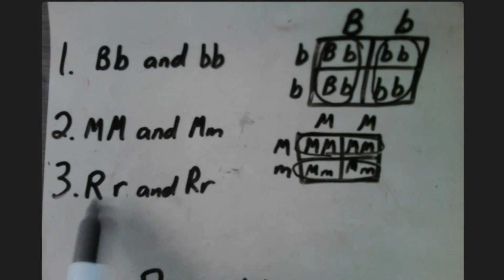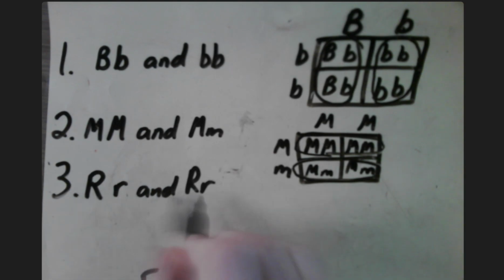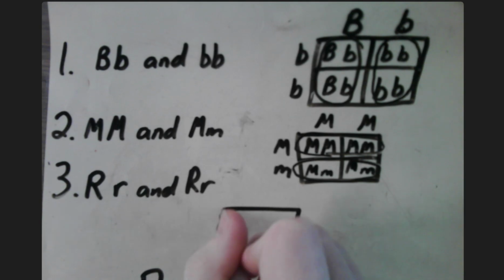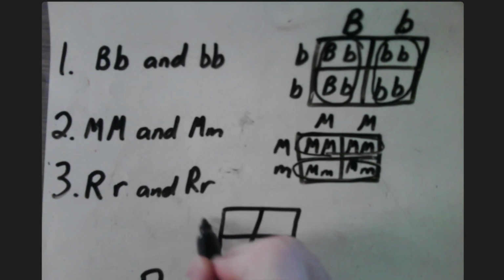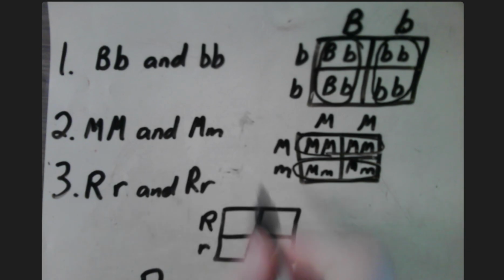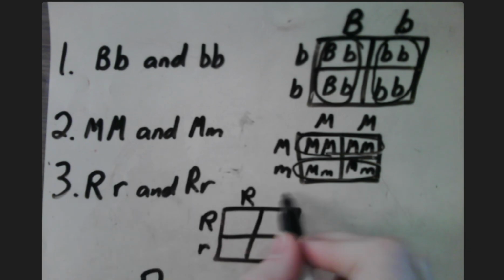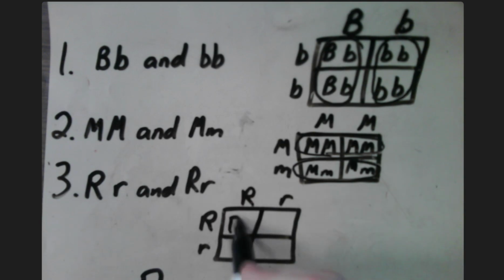All right, we have a heterozygous dominant and another heterozygous dominant. We're going to put our square. We're going to put our parents to the side. So we have our capital R and our lowercase r, our capital R and our lowercase r. We're going to bring those down. We have our capital R and our capital R. We have our capital R and our lowercase. We have our capital R and our lowercase. And now we have two lowercase r's. So this one is a little different.